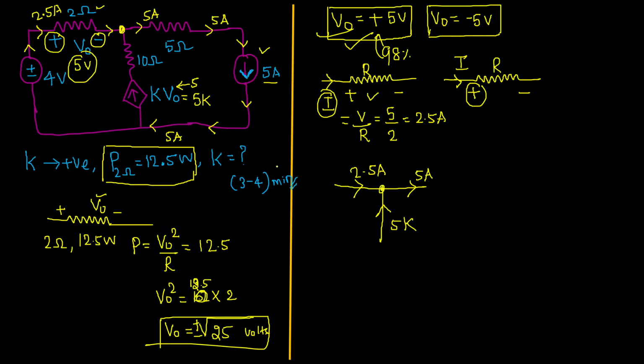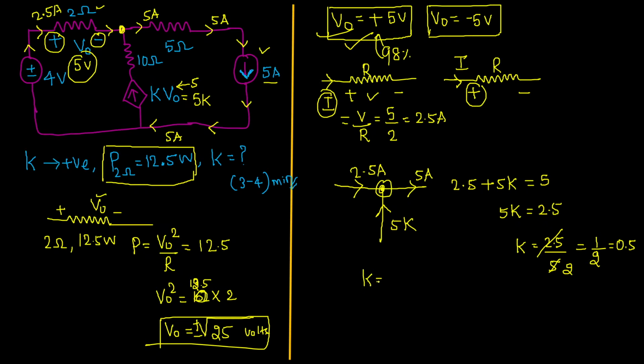Now apply KCL. According to Kirchhoff current law, algebraic sum of incoming current: 2.5 ampere is coming towards the junction, towards the node, and that 5 times of K current that is also coming towards the junction. It will be equal to 5. From this, if you reduce, 5 times of K equal to 5 minus 2.5, so it will be 2.5. So the value of K equal to 2.5 upon 5. We know 2 times of 2.5 will be 5. So 1 by 2, or we can say it will be equal to 0.5. So what is the actual value of K? K equal to 0.5. So that is the correct answer for the given question.